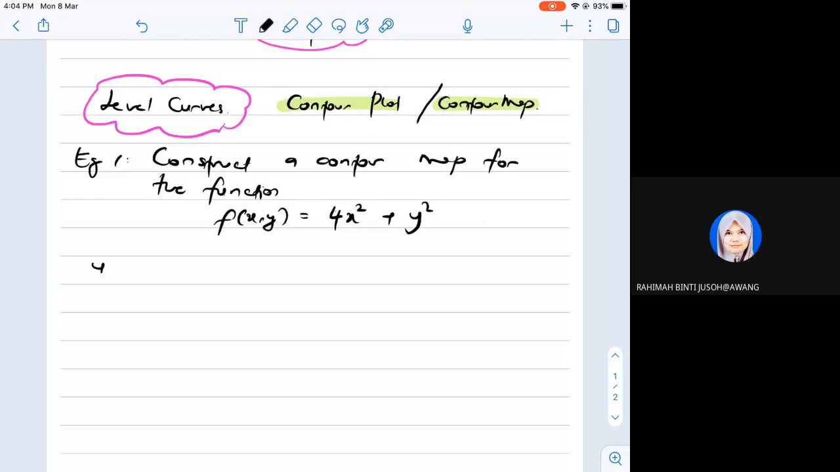For using level curves of height. Okay, let's say I give you k equals to 0 and then 4, 16 and 64. Like that. Okay. So salin ni. Okay, now solution.